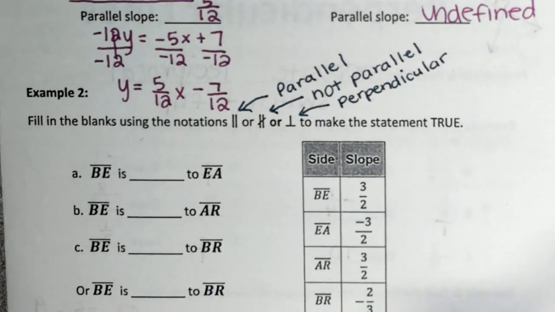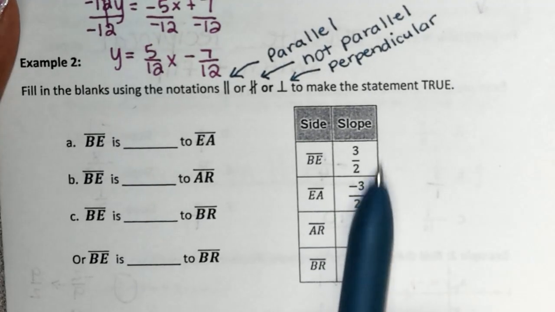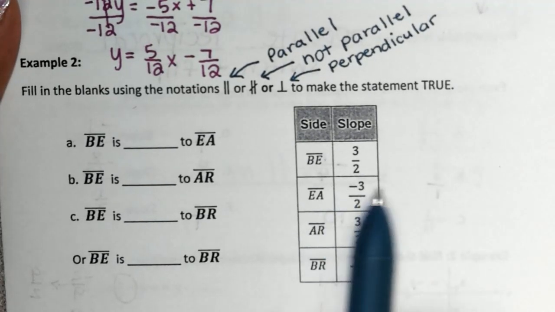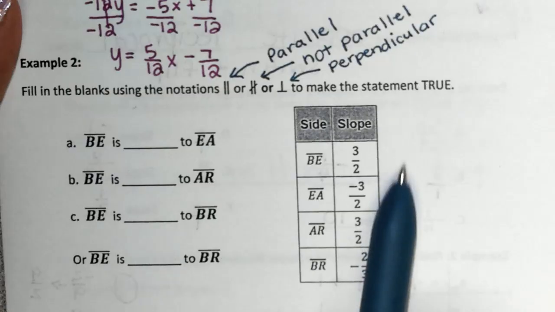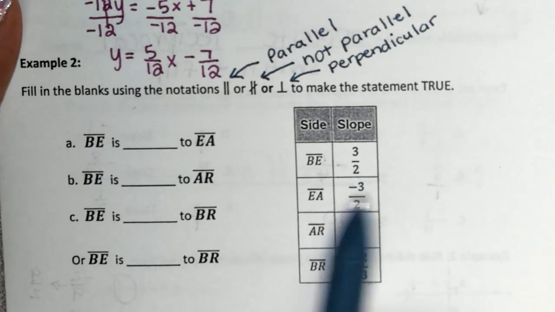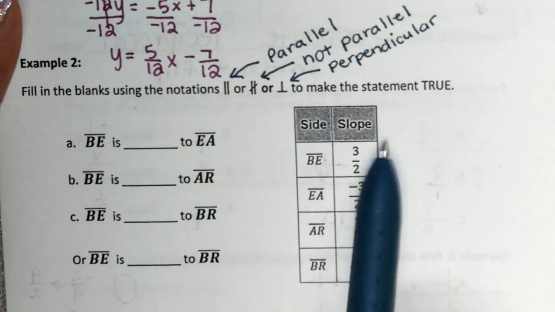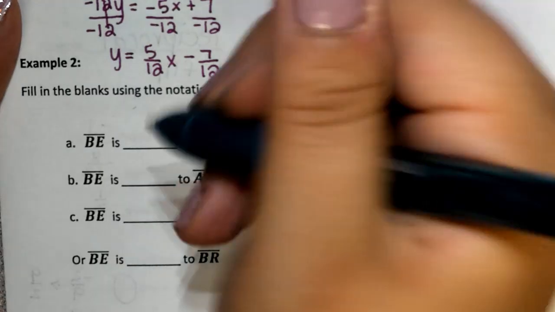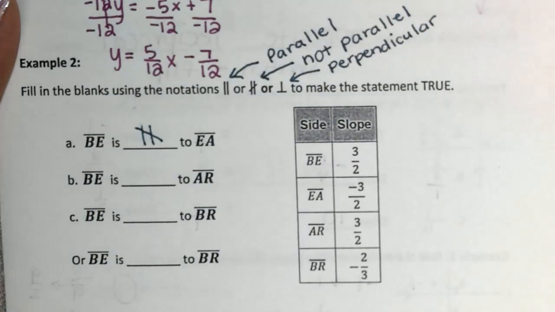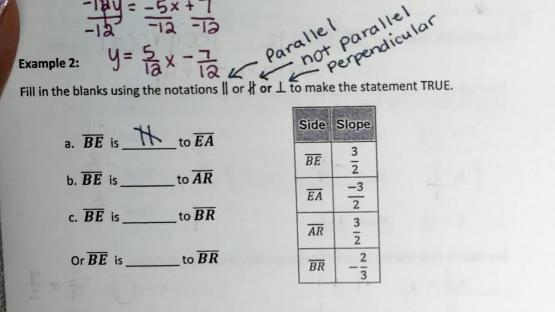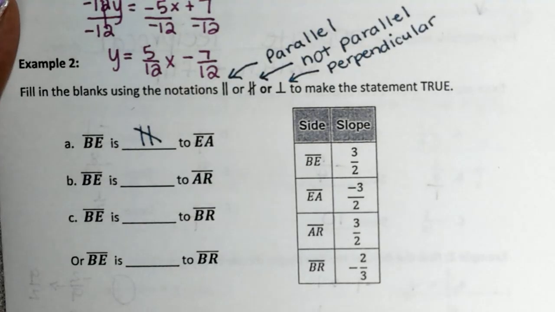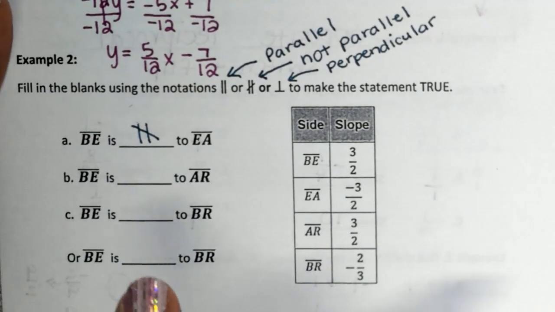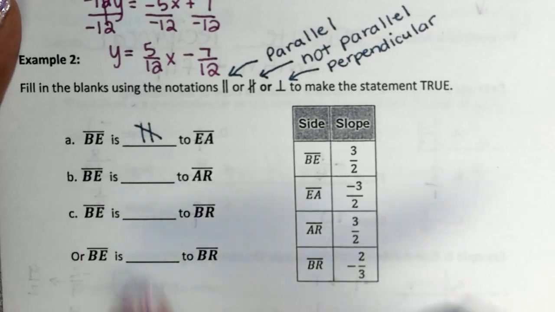Focus. Alright, let's look at BE and EA. Are they the same? No. Are they flipped and switched? No. So are they perpendicular? They're nothing. So they are not parallel. It doesn't matter which way your slash is. Apparently I just did the slash backwards.